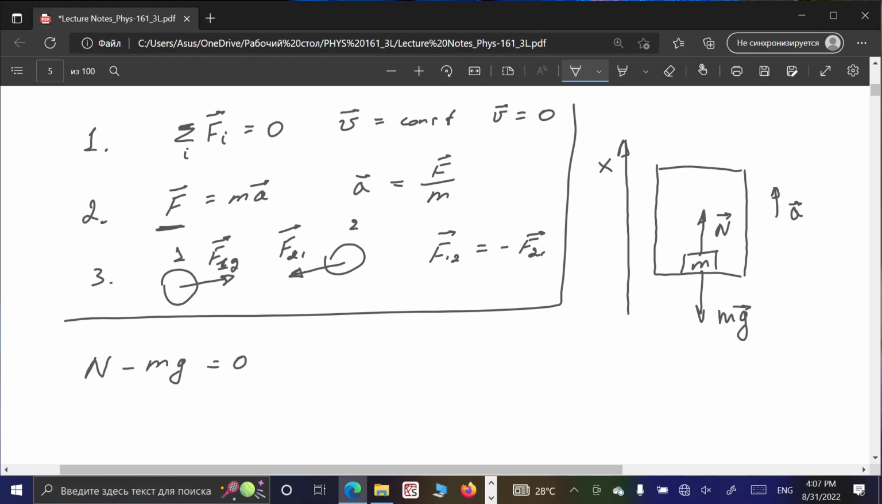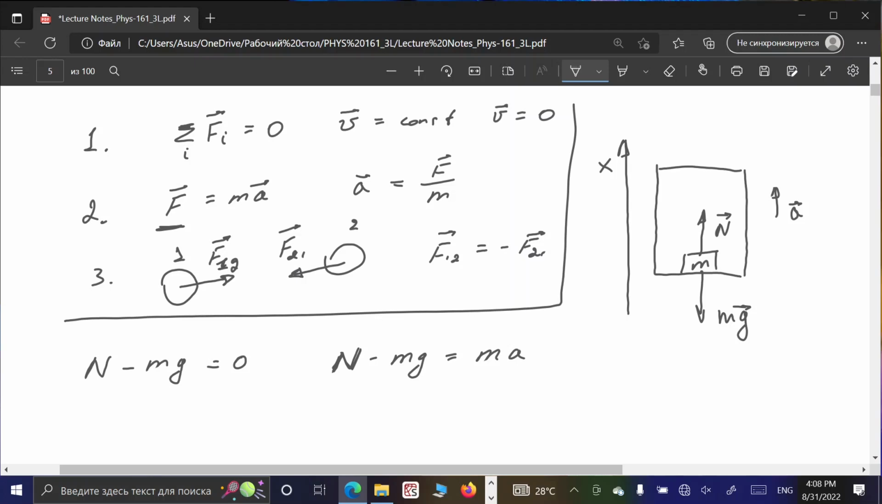So in this case, we can write N minus mg. So it's the same case as previously, but this N will be already different from the first case. And that will be equal to m times a, mass of the block times acceleration. And since this acceleration is aligned with the axis x, it will be positive.